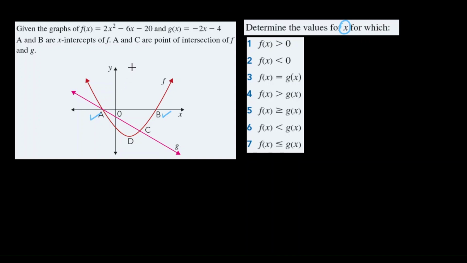Imagine the x value of d will be like a line that passes there. Let me use a slimmer line. Imagine the x value of d is a line that passes through d, and the x value for c, imagine it's a line that passes through c. So we need to find these x values. We need to find the x value for d, and we need to also find the x value for c.